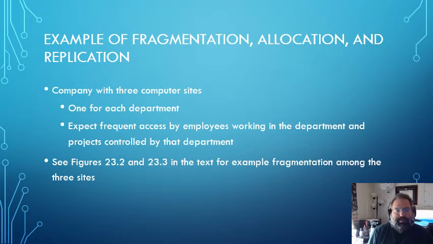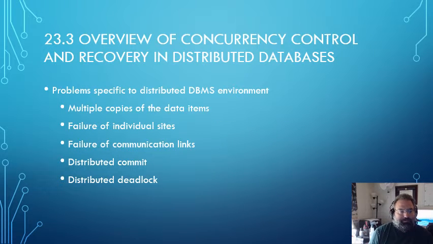Examples of fragmentation, allocation, and replication. A company has 3 computer sites, 1 for each department. Expect frequent access by employees working in the department and the projects controlled by that department. Figures 23.2 and 23.3 show examples of fragmentation among the 3 sites.